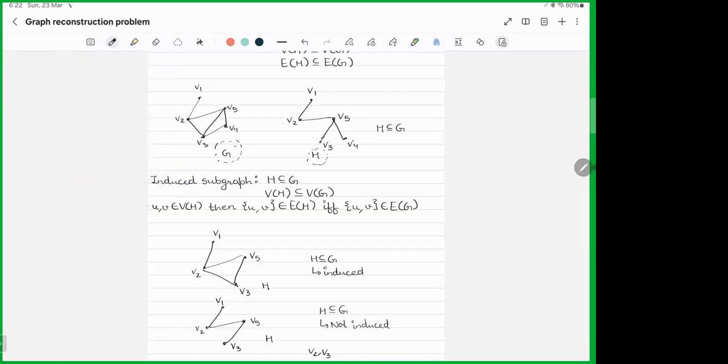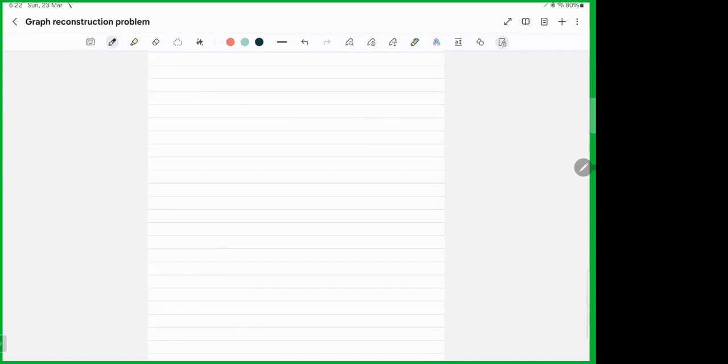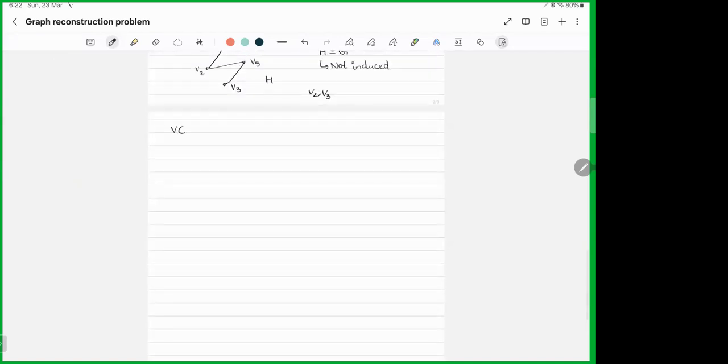So how I get an induced subgraph is, I will delete some vertices. Suppose my vertex set of G is V1, V2, up to Vn, and my vertex set of H is V1, V2, up to Vi. Since the labeling is in our hand, I can do that.